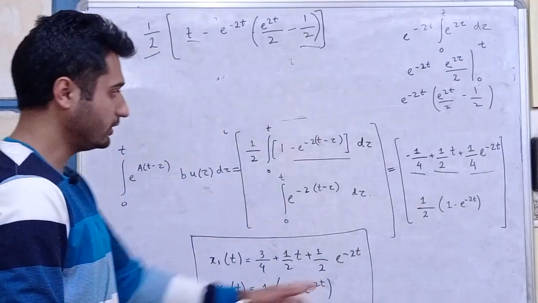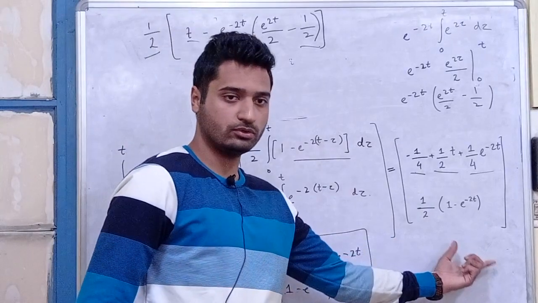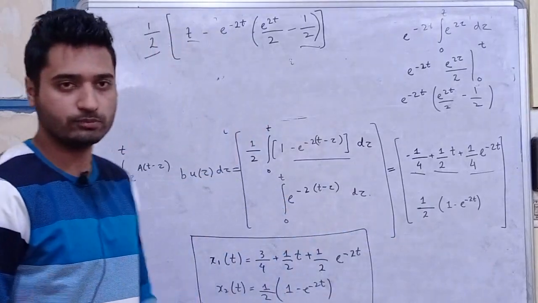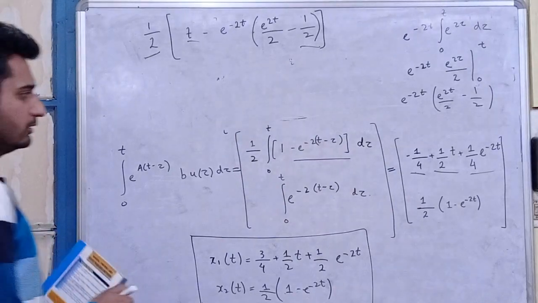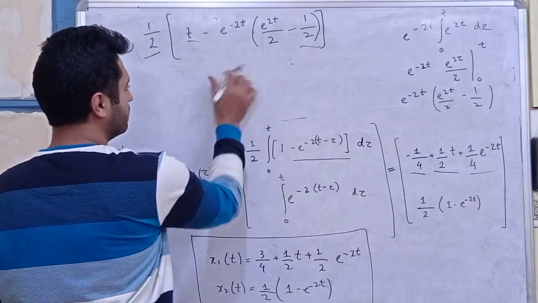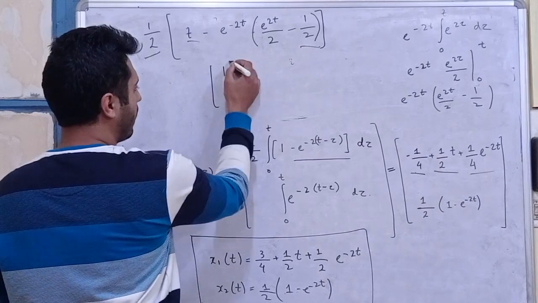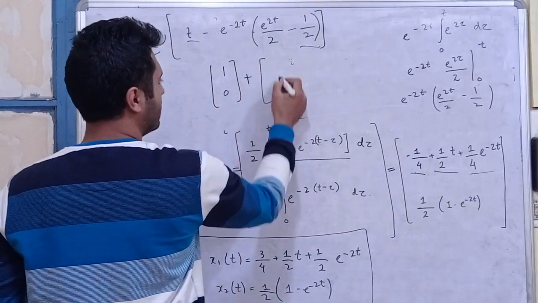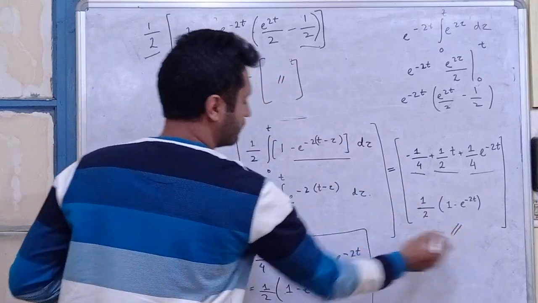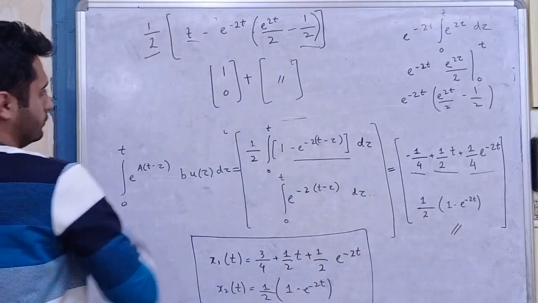Don't forget to add. This is the non-homogeneous part. You just have to add the homogeneous part, which was 1 0, x1 x2. What was the solution of the homogeneous part? 1 0 was coming, then 1 by 2 times 1 minus e to the power 2t. So you have to add this matrix, sorry, vector. So this is x1 x2.